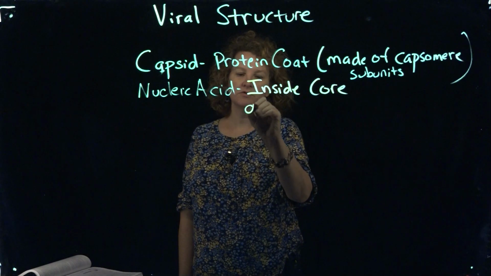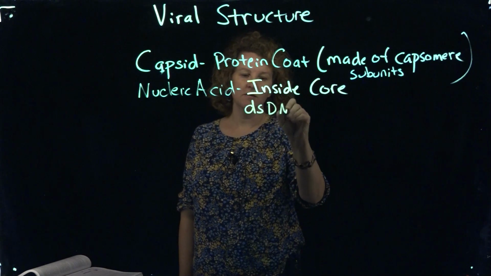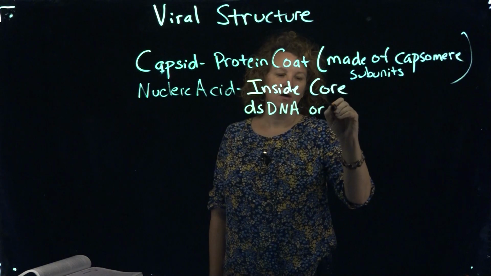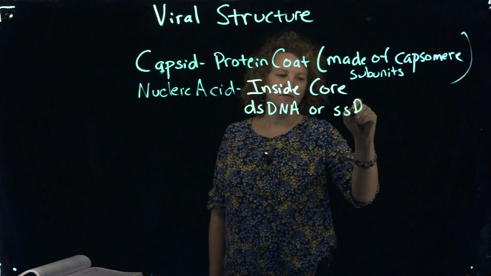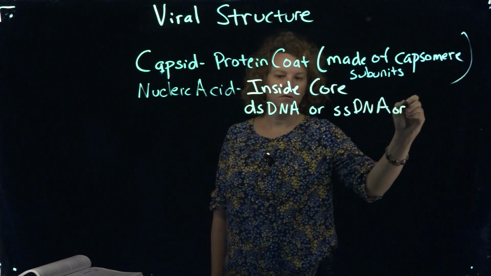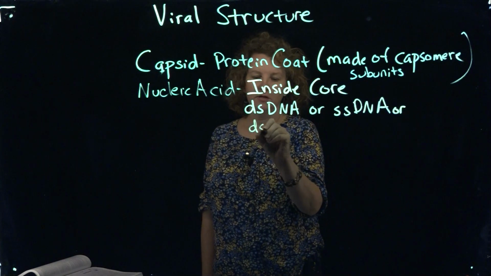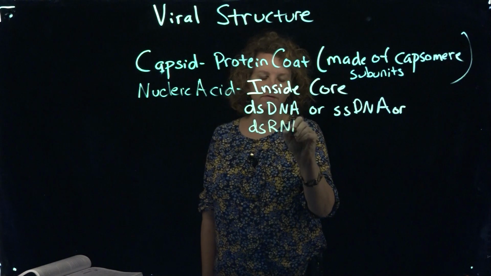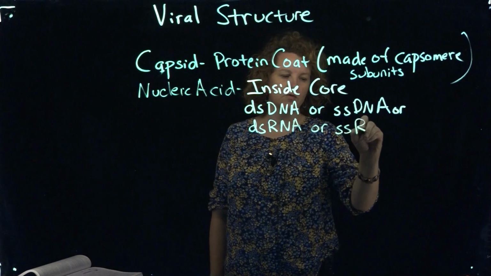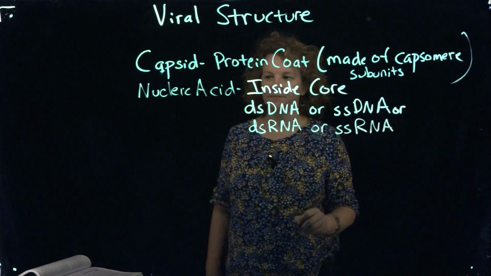However, in viruses, you can have double-stranded DNA, or you're going to have one type: single-stranded DNA, or double-stranded RNA, so that's quite a bit different than what we're used to, or single-stranded RNA. So you have one of those four types.